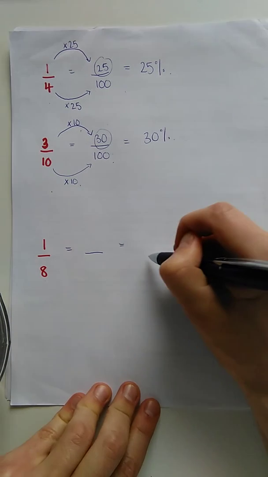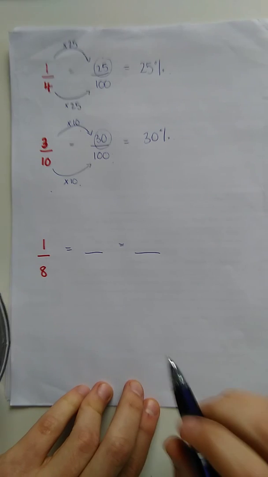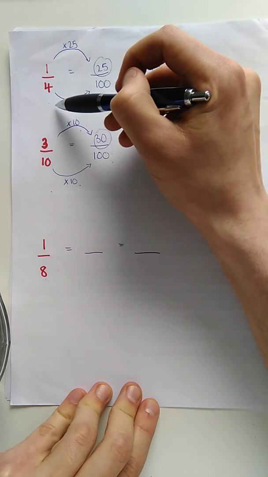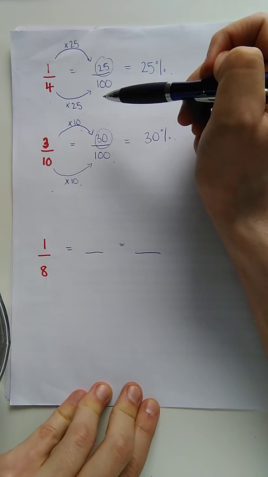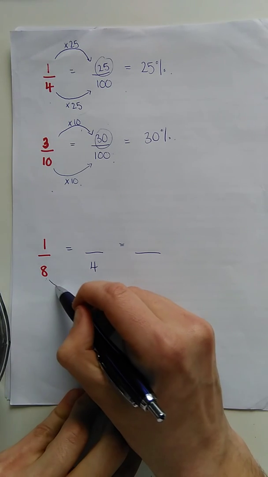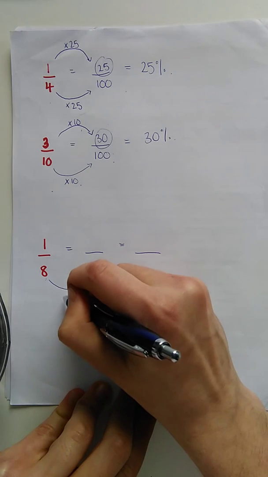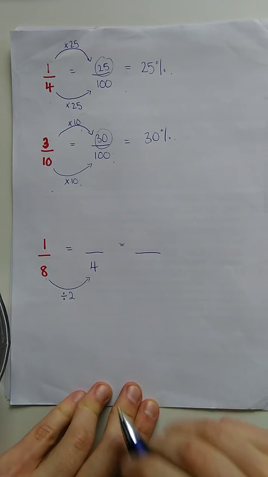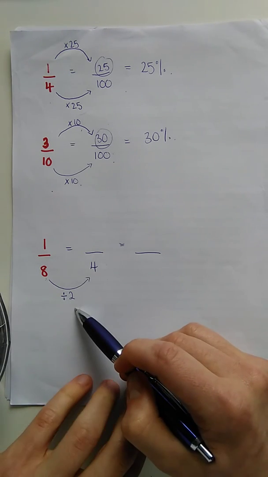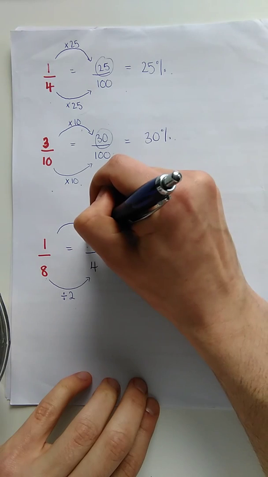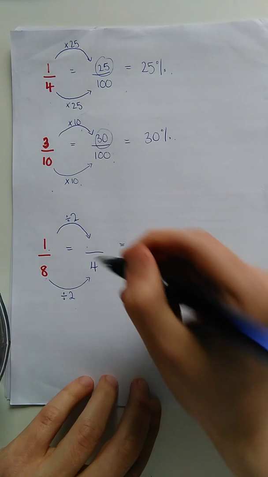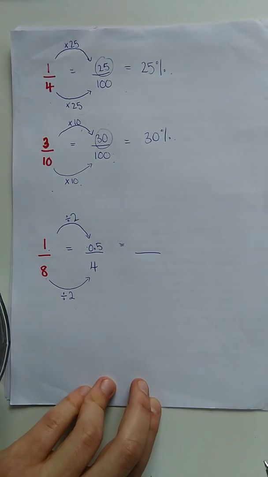So sometimes I have to do it in 2 steps. So, my 2 steps. I know that 4 goes into 100. So we did that in example 1. And I can turn this 8 into a 4. So 8 into 4, well, that's dividing by 2. 8 divided by 2 equals 4. So whatever I do to the bottom, I'm going to do to the top. So I have to divide by 2 as well. So 1 divided by 2, that's 0.5.